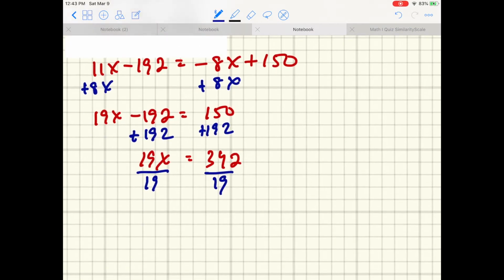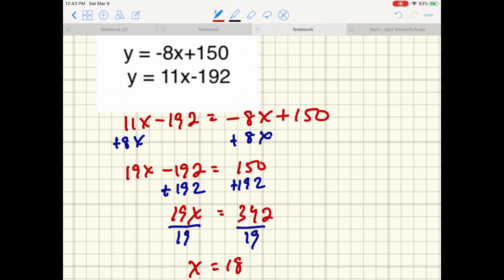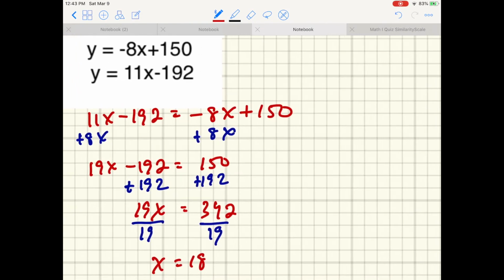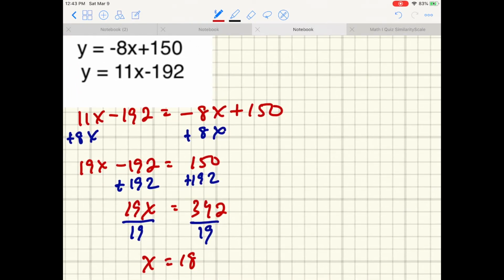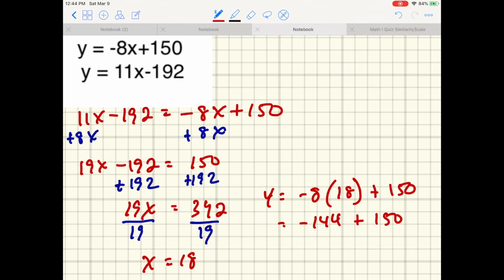X is equal to 18. To figure out the y, I'm going to use the easier of the two equations. It looks like the first equation. Y is equal to negative 8 times the value of x, which is 18, plus 150. That gives us negative 144 plus 150. The difference between 150 and 144 is 6. 150 is bigger than 144, and the sign of the 150 is positive, so positive 6.